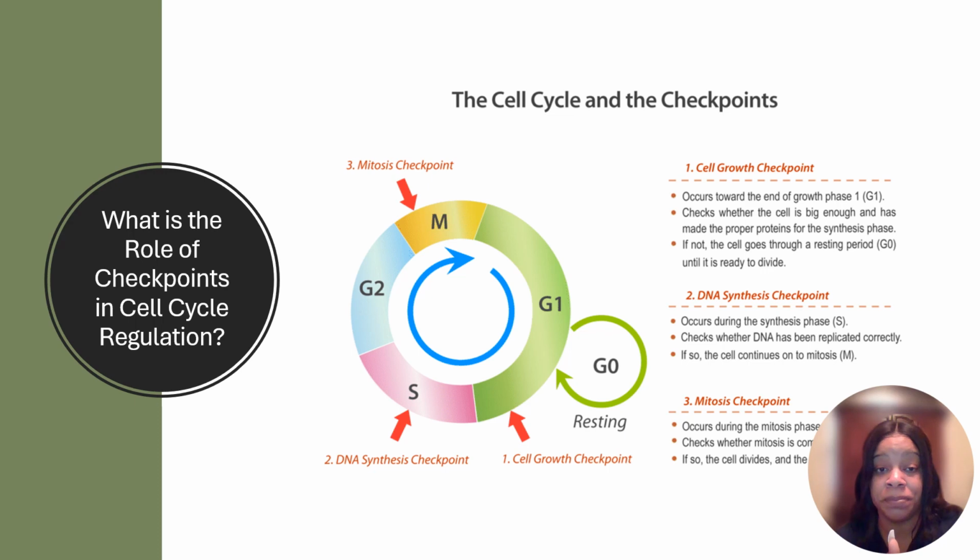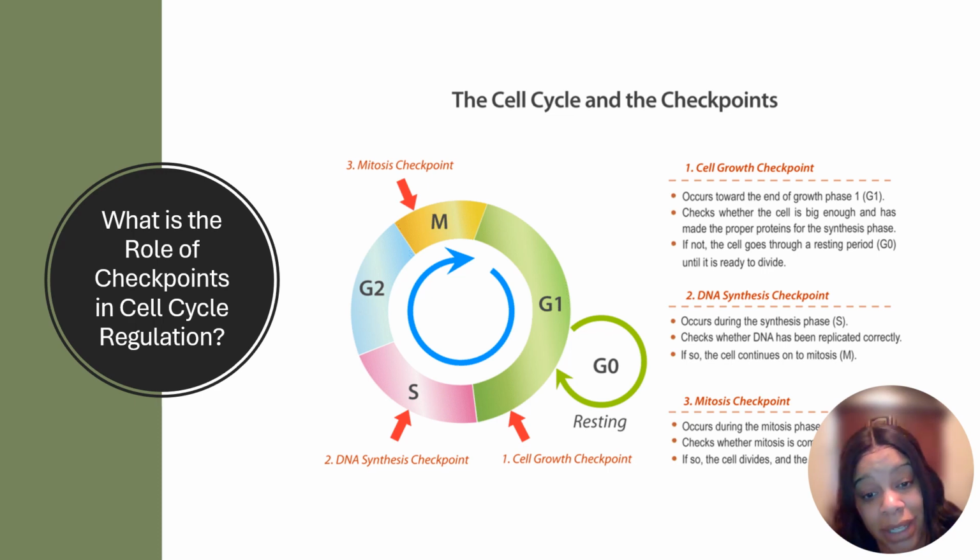So on the picture, as you see, the checkpoints are broken down, with the cell growth checkpoint being the first checkpoint, and it occurs towards the end of the growth phase 1 and checks whether the cell is big enough and has made the proper proteins for the synthesis phase. If not, the cell goes through a resting period until it's ready to divide.